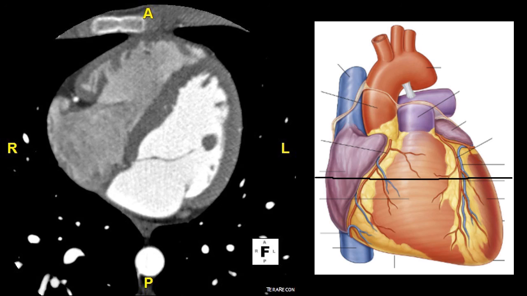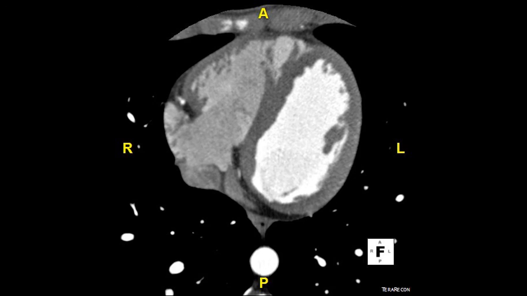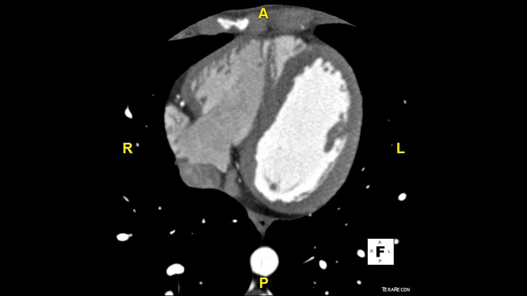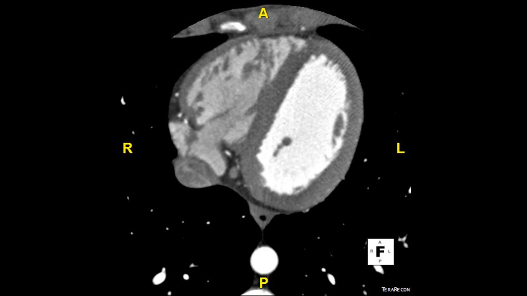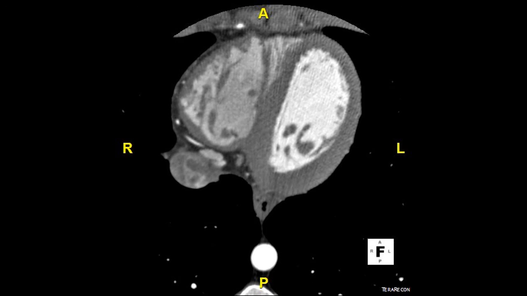However, I do want you to notice how the left and right atria disappear first in the next few slides. The left atrium has disappeared. And now the right atrium has disappeared. All we are left with are the left and right ventricles.